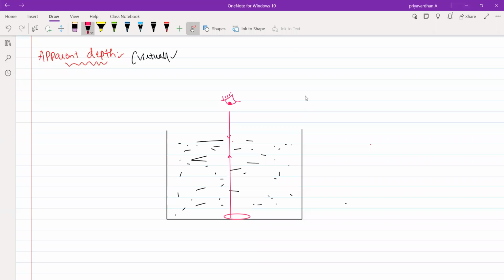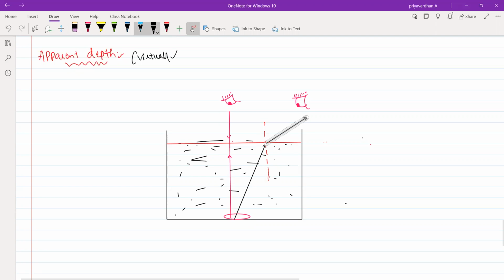By any chance, if you see through an angle, from here you are looking, then what will happen? The light ray wants to reach your eye like this. But what will happen? This is an interface. The moment the light ray touches the interface, it will try to take a bend away. This is a denser medium as well as this is a rarer medium. So it will try to take a bend away. So you can clearly see that the light ray will try to take a bend like this.